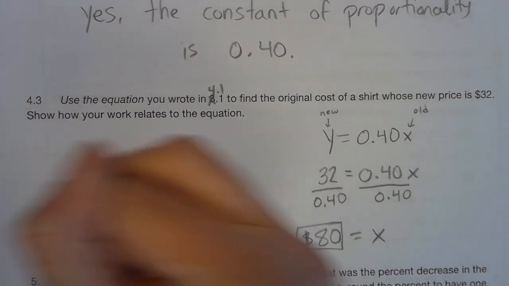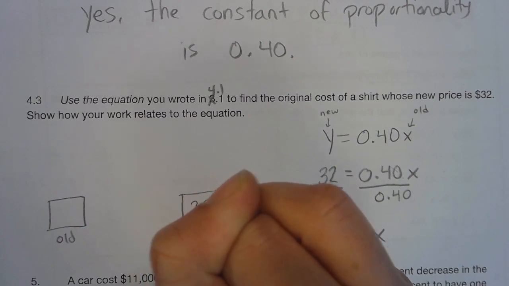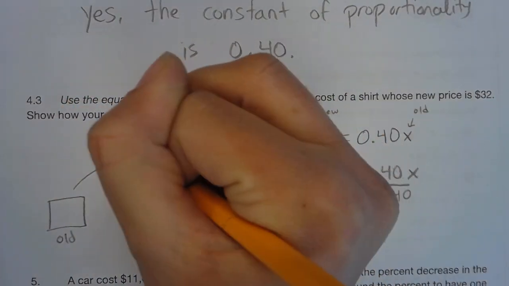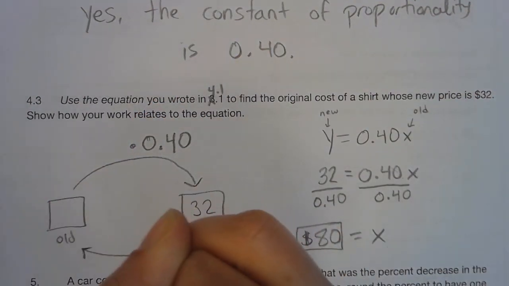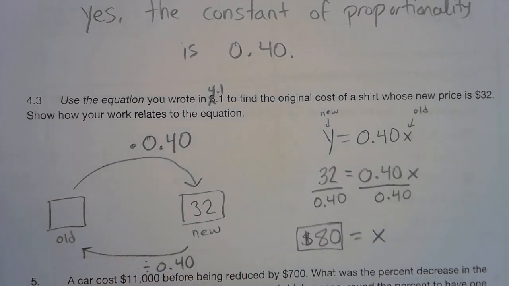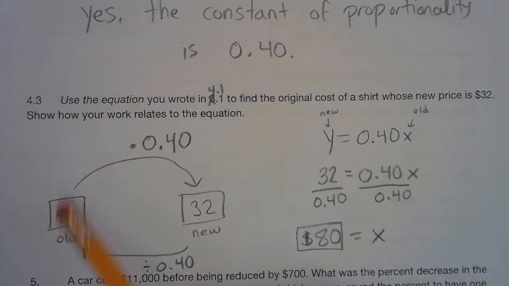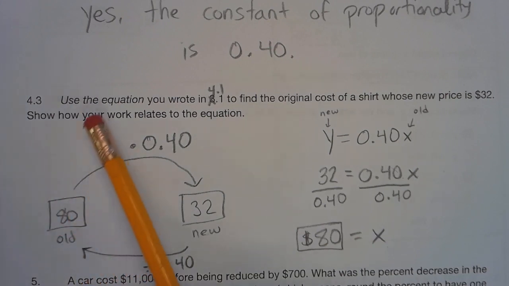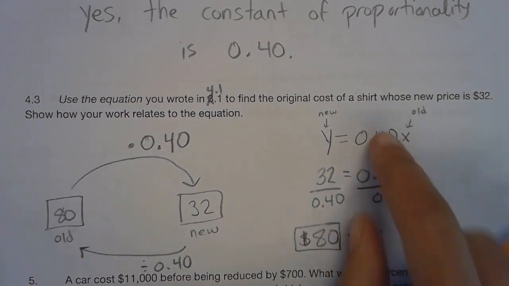You can also set it up this way, because this is how the Desmos activity had it. The old to the new is $32. The old we don't know. We know to get from the old to the new, we multiply by 0.40. So to get from the new to the old, we do the opposite: divide by 0.40. And again, you'll get 80. This would give you the correct answer to part of it, but it does say use the equation, so I need some version of this too. This question is graded in two parts. One part is getting the right answer, and one part is connecting it to the equation. So you need this too, but you're welcome to have both, or you can just have this.